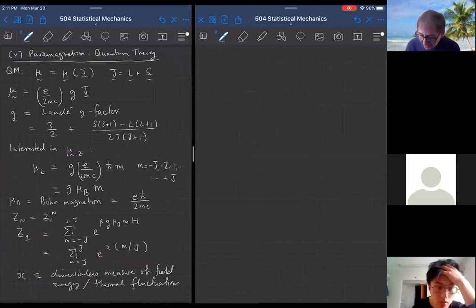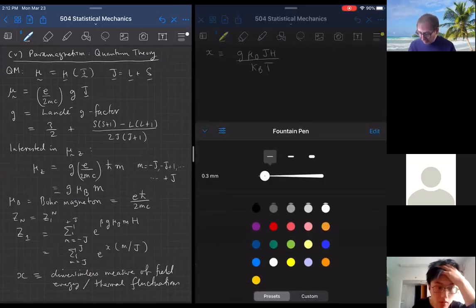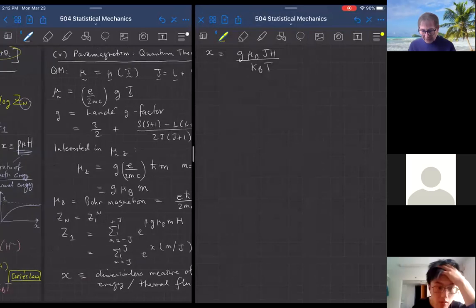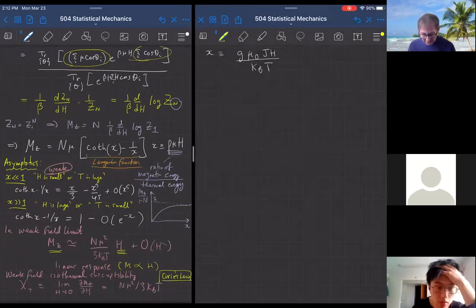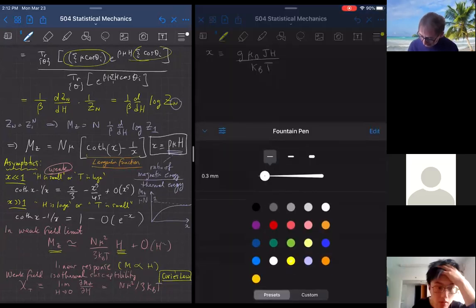And what is it? So x is g mu B times j H over k_B T. So this is, in some sense, the analog of what we had before for the classical case. So in the classical case, we had a variable x, which was beta.